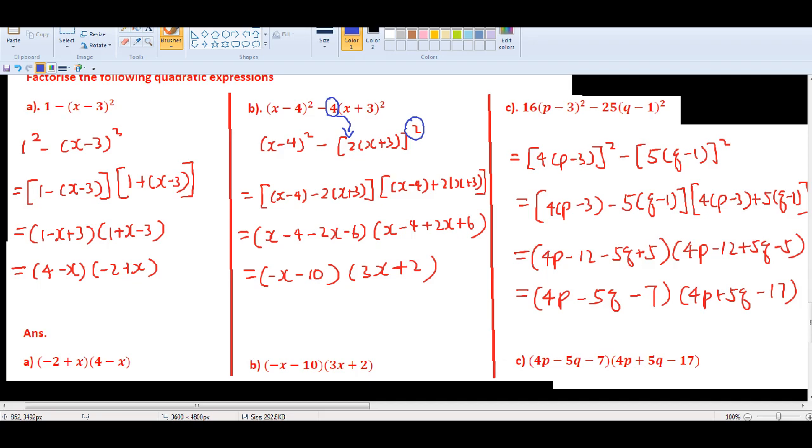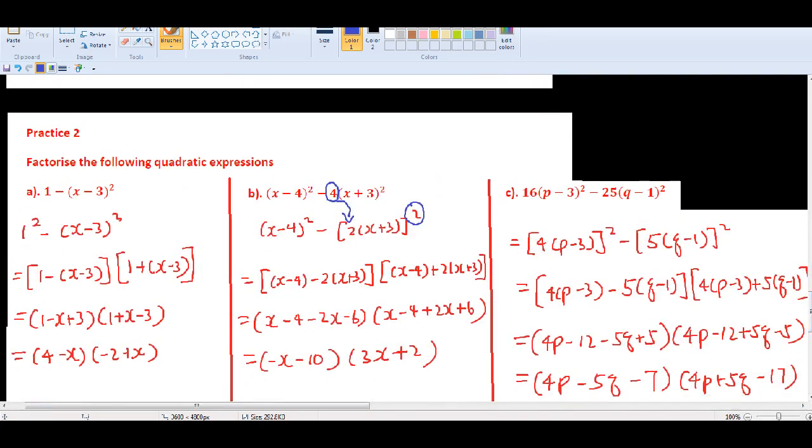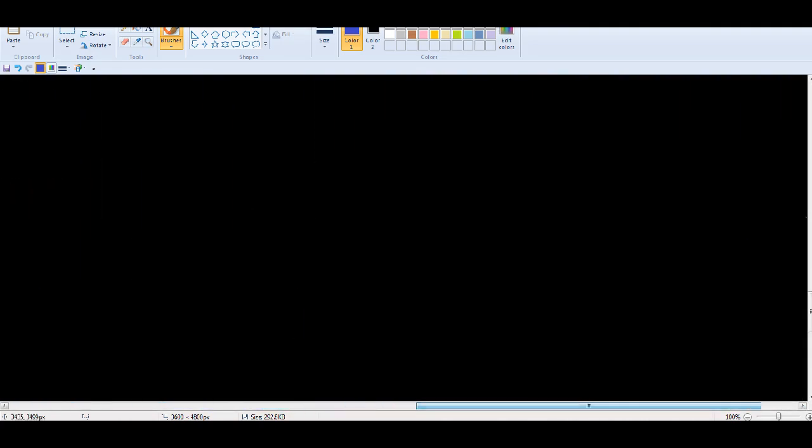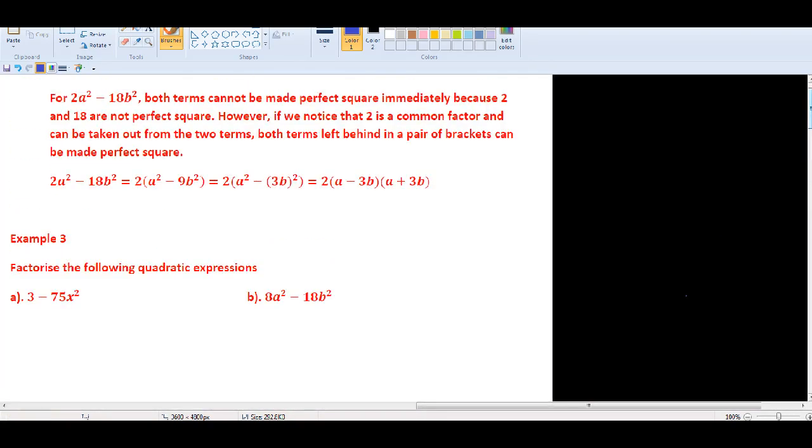Alright, for the C, so 16 is 4 square, 25 is 5 square, so both terms are perfect squares. You can do them. The same thing happens, but of course you need to simplify the things a little bit. So that's our difference of squares of 2 binomial squares.